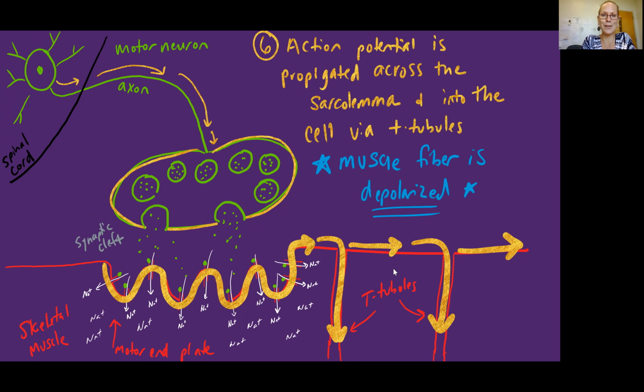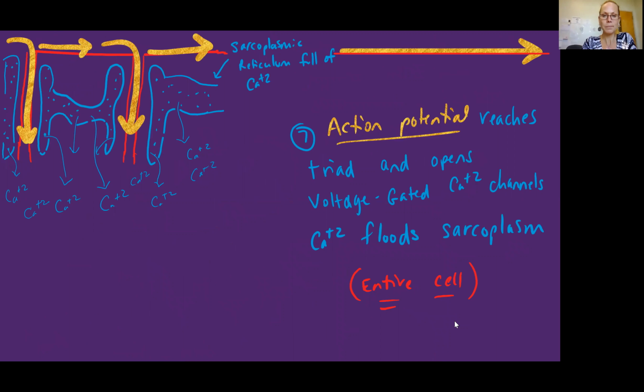So that action potential travels the whole length of the sarcolemma and then down into the cell at the T-tubules. So that's where we left off. Our muscle fiber is depolarized. So what's going to happen next?